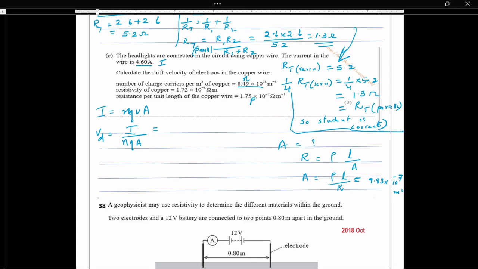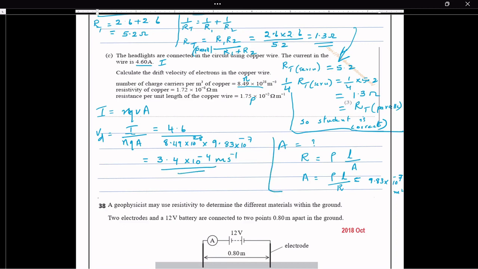So let's make use of that number here. Current is 4.6 over n is 8.49 times 10 to the power of 28 times the area is 9.83 times 10 to the power of negative 7, and on calculation, it is giving the drift velocity as 3.4 times 10 to the power of negative 4 meter per second. This is the drift velocity given.